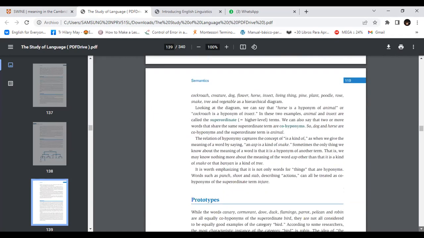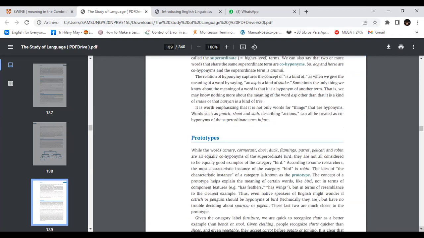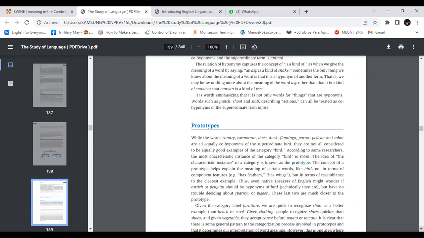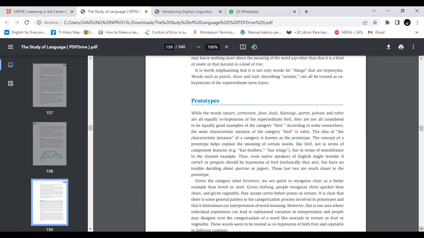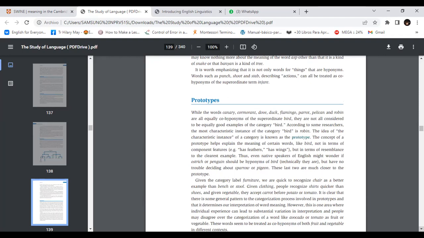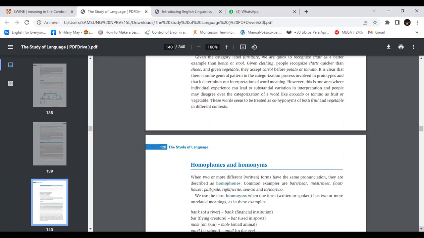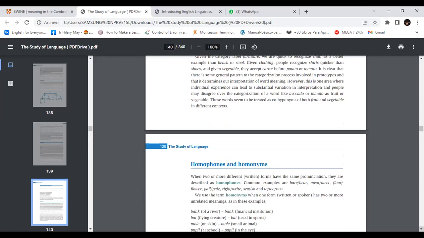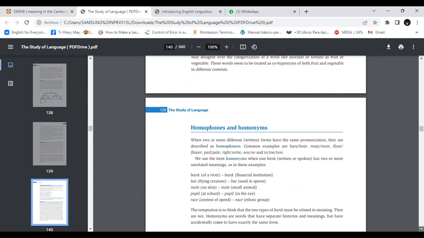I didn't take it into account because I thought it was going to be difficult to give you too much information, but I know that it is necessary because this topic is really interesting, but we have to study step by step. Then we have prototypes, as you can see here. Then we have homophones and homonyms. All these subtopics have a relationship with semantics because they are included in semantics.